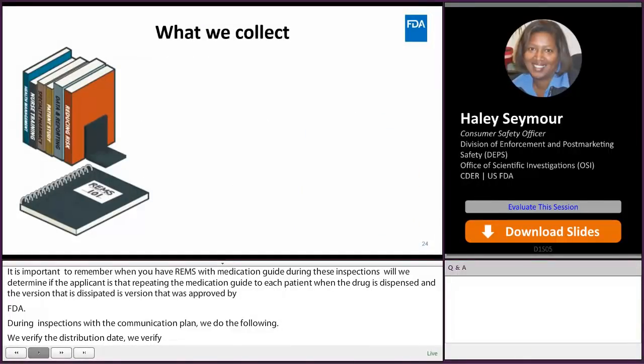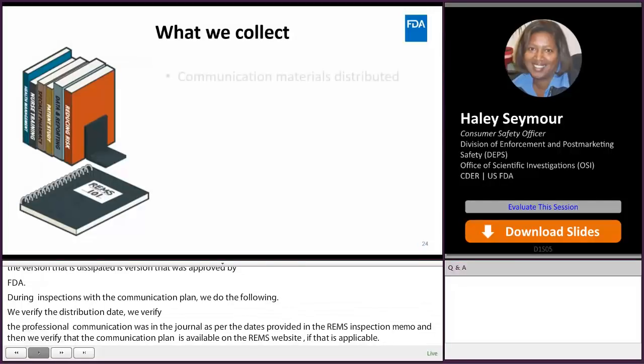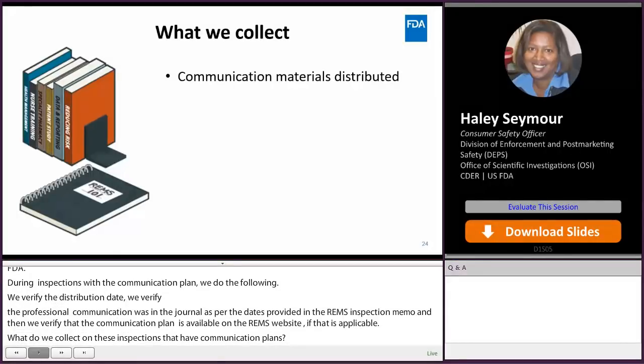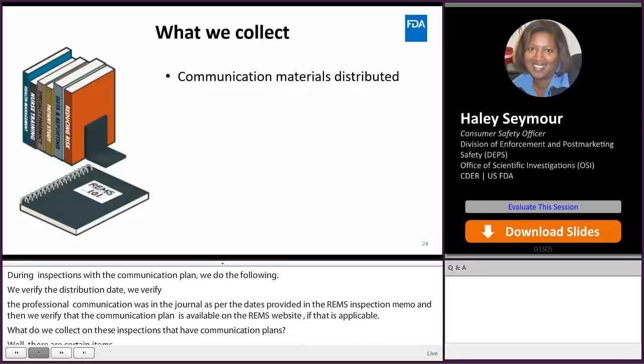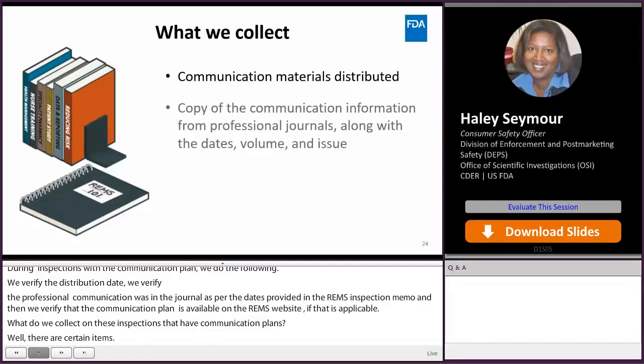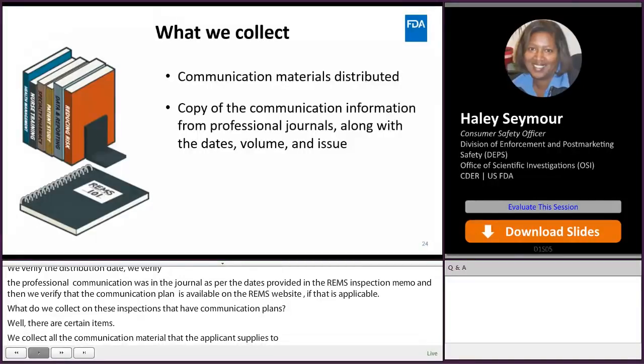What do we collect on these inspections that have communication plans? Well, there are certain items. We collect all the communication material that the applicant supplies to stakeholders, a copy of the dates that the communication plan was distributed. The dates are detailed in the REMS document, and we determine the dates of any material that was presented at any required scientific meetings if it is applicable.